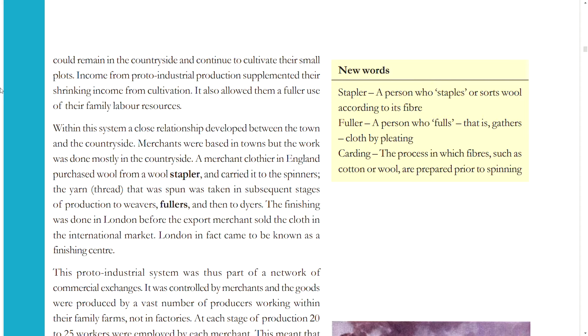Within this system, a close relationship developed between the town and the countryside. Merchants were based in towns, but the work was done mostly in the countryside. A merchant clothier in England purchased wool from a wool stapler and carried it to the spinner. The yarn thread that was spun was taken in subsequent stages of production to weavers, fullers, and then to dyers. The finishing was done in London before the export merchants sold the cloth in the international market. London, in fact, came to be known as a finishing center.